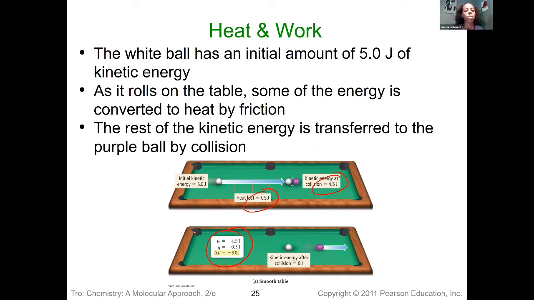When we add those two together, ΔE equals Q plus W, the heat, which is Q, and W, which is work, we get an overall change of negative 5.0, which we see is equal but opposite to what it started with. Remember, first law of thermodynamics: energy cannot be created nor destroyed.